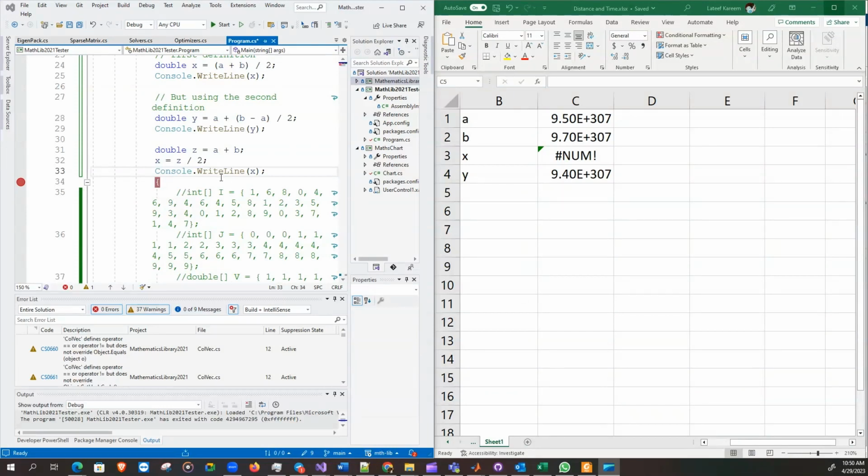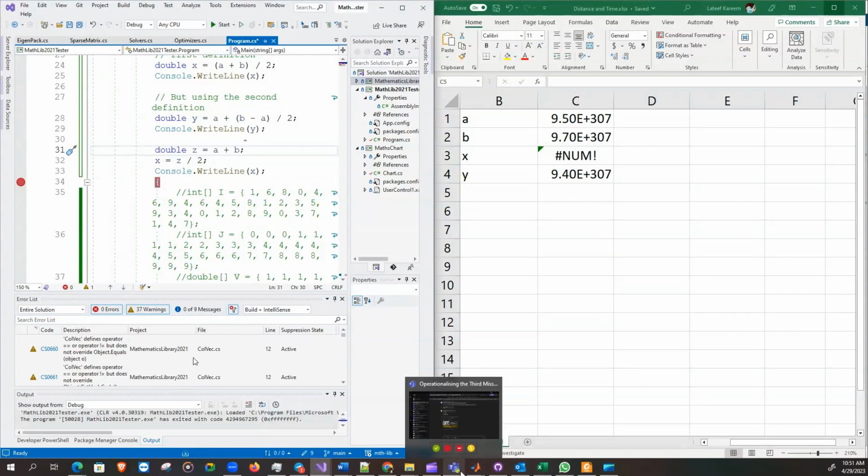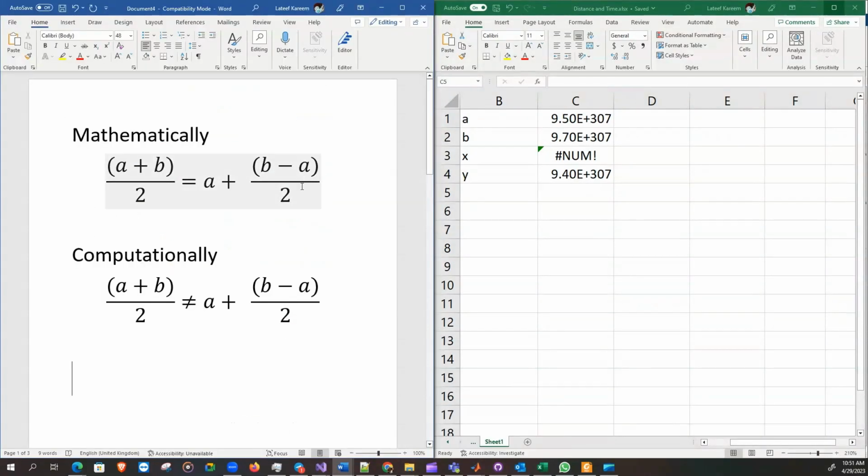Because the addition operation precedes the division, the intermediate result of the addition is not representable, overflow occurred, and that error cascades down through every other operation that comes after the addition. But in the second expression, we have performed it in a way to prevent overflow. This is why the two operations are mathematically the same, but not computationally the same.